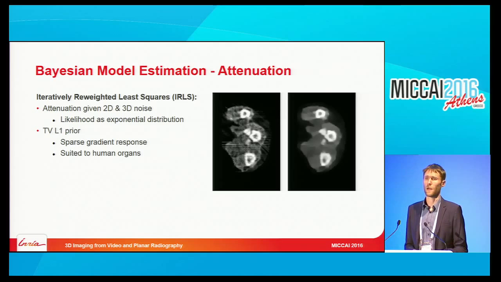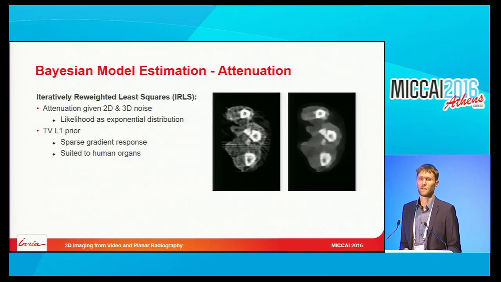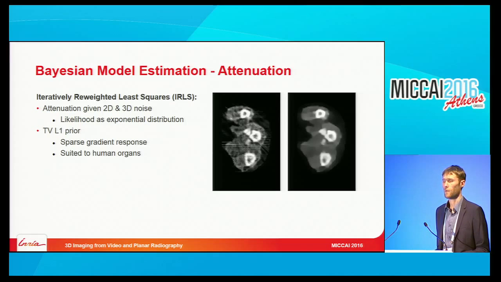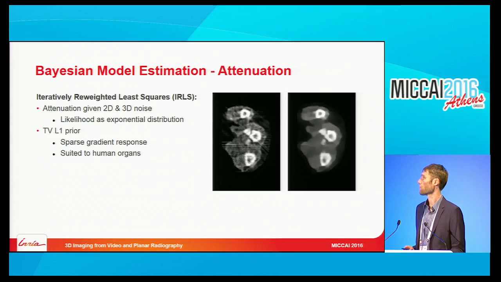So on the left, there is no such prior, and it's fairly noisy because the problem is ill-posed given the limited number of frames we use. On the right, however, we have something much more homogeneous. We nevertheless keep strong gradients between the bones and the tissue and the other soft tissues.